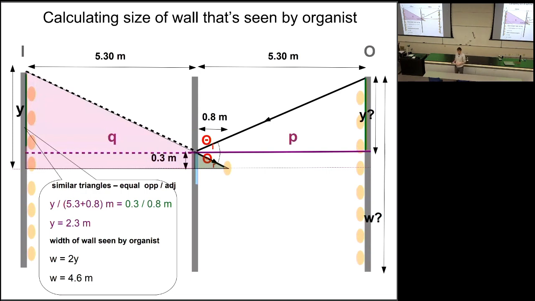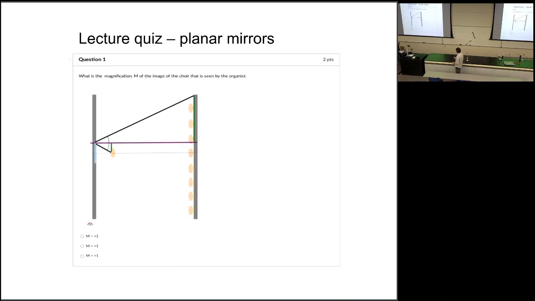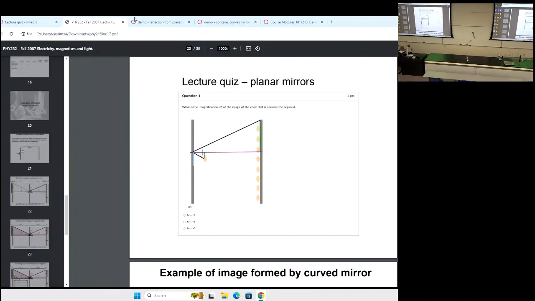So that is an example of using planar mirrors and how the image is formed: that it's neither magnified nor demagnified, and also that the image location is the same distance behind the mirror that the object is in front of the mirror. Quiz question. What was the magnification?